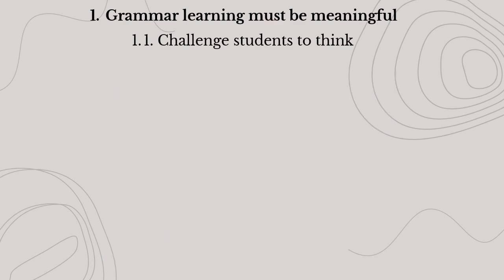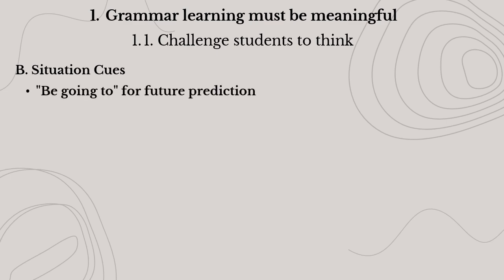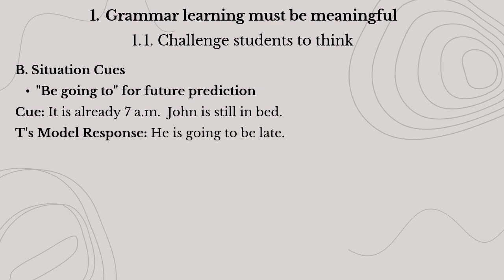Another way of challenging them to think is making use of situation cues. What is it exactly? So let's say you are teaching students about the use of be going to talk about future prediction. You give them a cue in the form of a sentence. So you say, it's already 7 and John is still in bed. Then you give students a model response using be going to. So you say, he is going to be late.